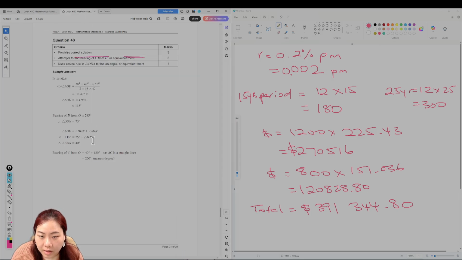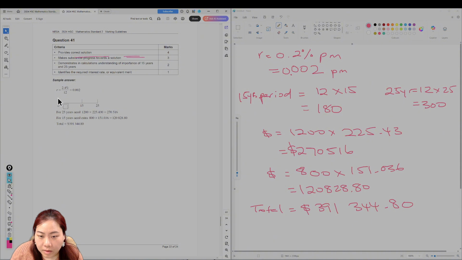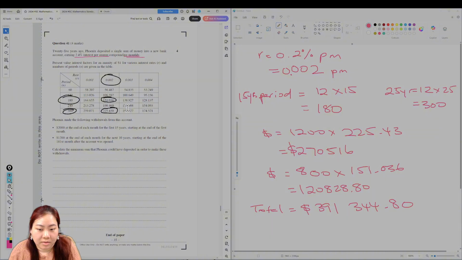Let's see what they say. Yeah, 0.002 for 25 years. You need $270,000. For the first 15 years, you need to have an extra 120,000. So total 391,344.8. Excellent. That one was a tricky one.